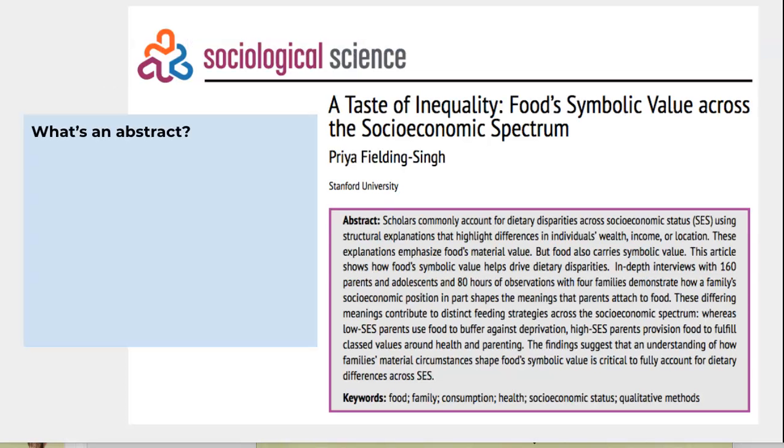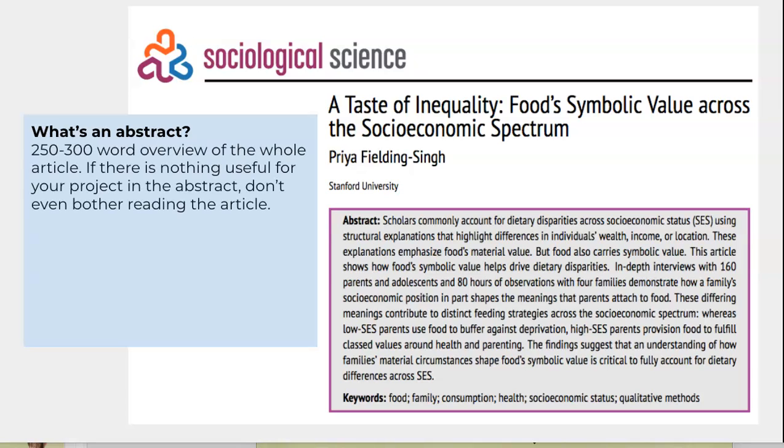So first off, let's talk about the abstract. What's the abstract for? It is an overview of the whole article. It's a comprehensive overview of everything the article covers. So if you read the abstract and the article doesn't seem useful, don't read it. Don't spend your time on it. Find a different article. And then let's take a look at the keywords.